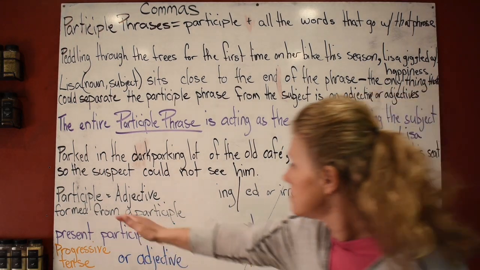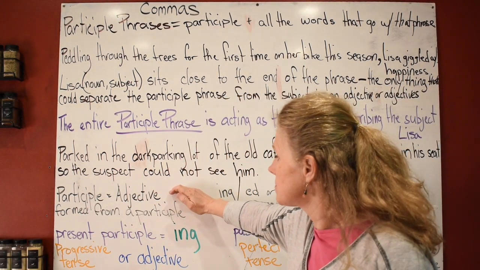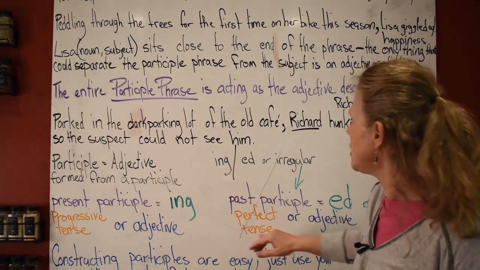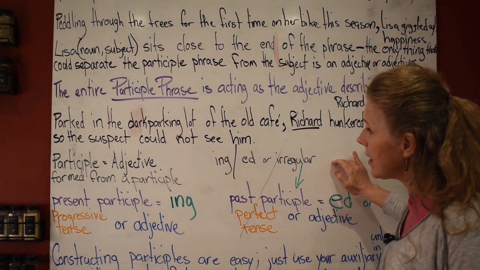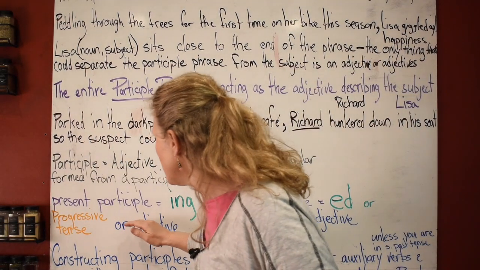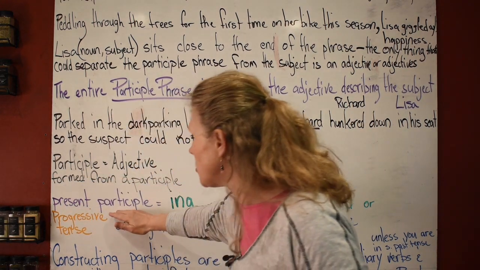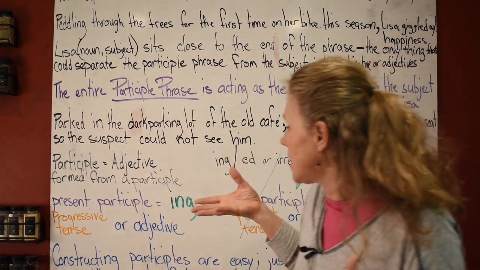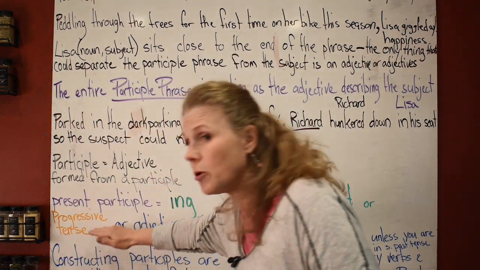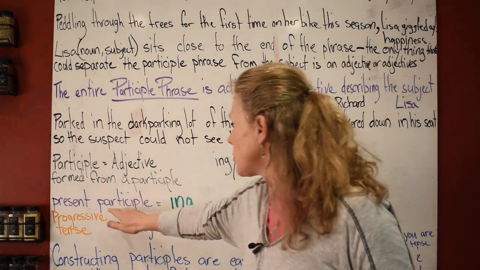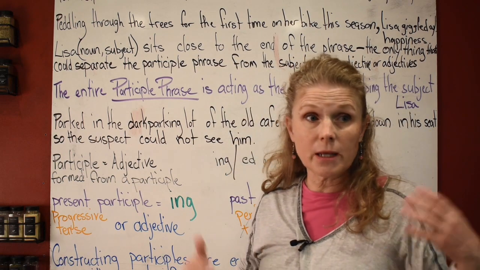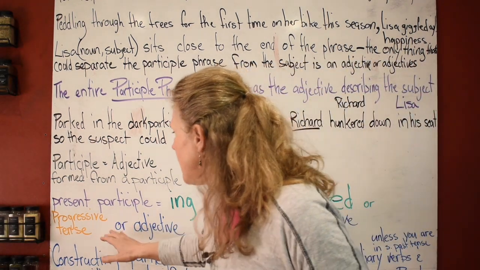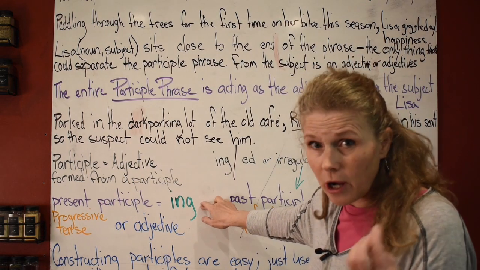A participle is an adjective formed from the verb. You have your ing, your ed, or your irregular forms. Your present participles are your ings. If you're going to have them act as a verb, no matter what, your ings are called your present participle, whether it's an adjective or working as a progressive tense.